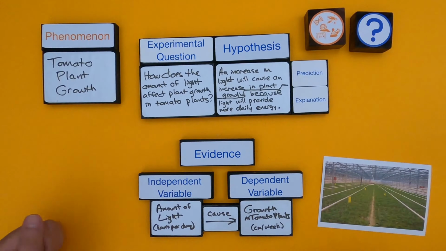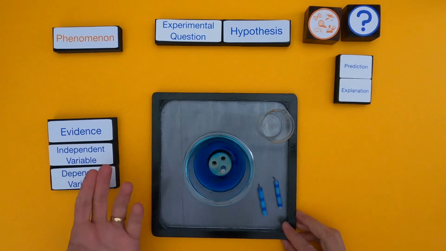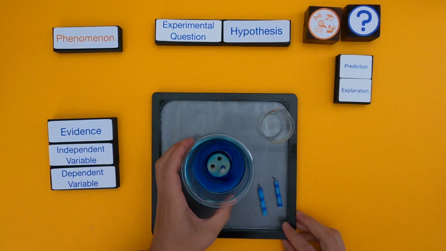So now I have a pretty good experimental question, hypotheses, and the independent and dependent variables for this phenomenon of plant growth. What I'm going to do is clean this up, and then I'm going to give you a chance to do it on your own. Okay, for the next phenomenon, we're going to use an old science experiment.